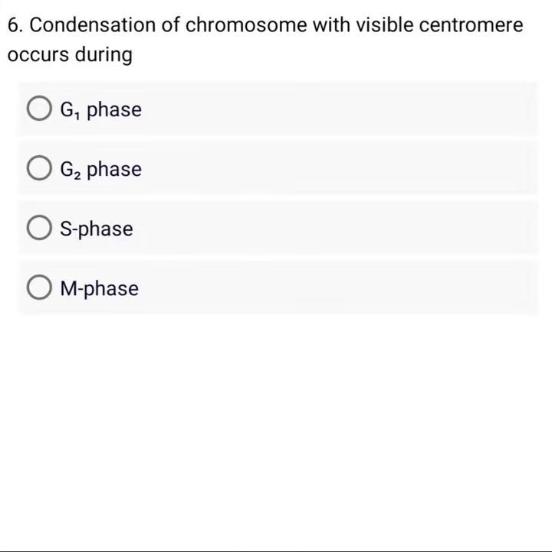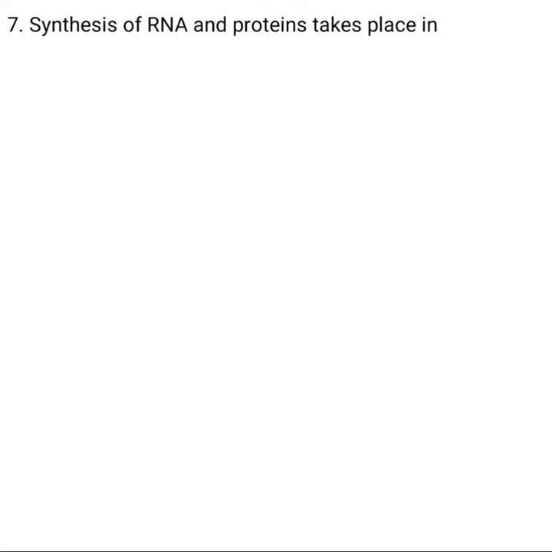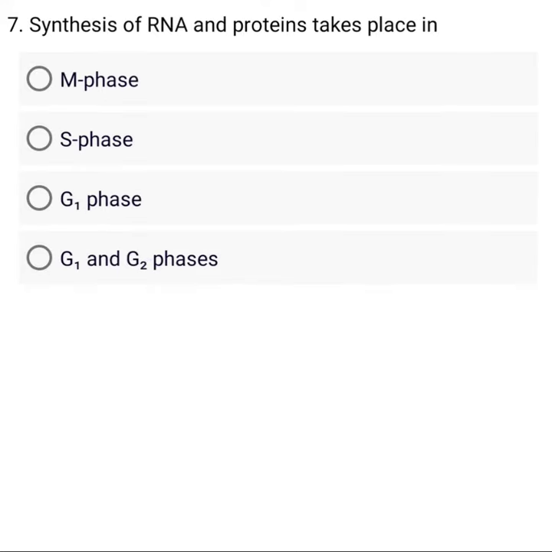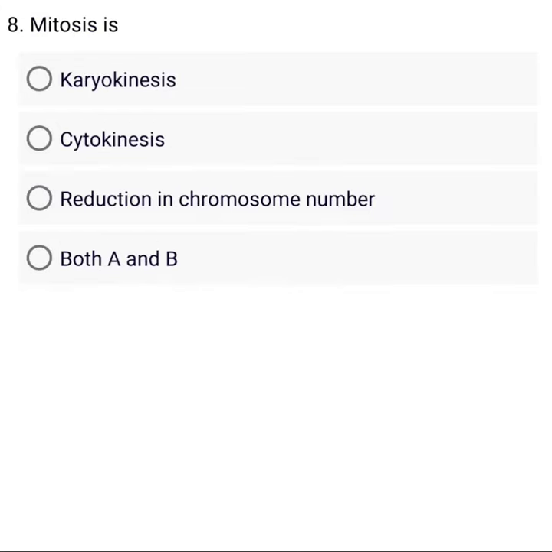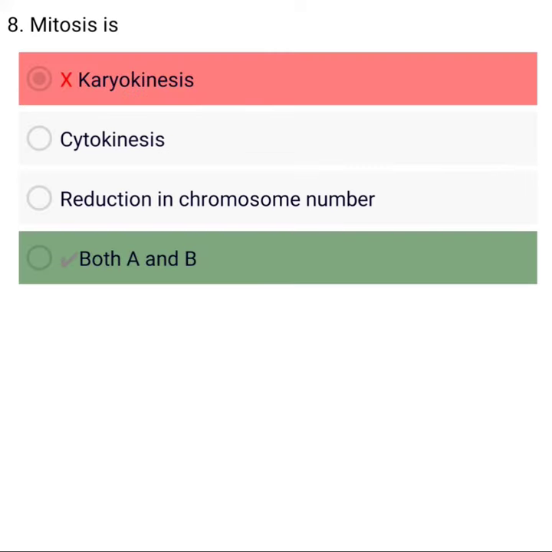Condensation of chromosome with visible centromere occurs during A. Synthesis of RNA and proteins takes place in A. M phase. Mitosis is A. Karyokinesis, B. Cytokinesis, C. Reduction in chromosome number, D. Both A and B.